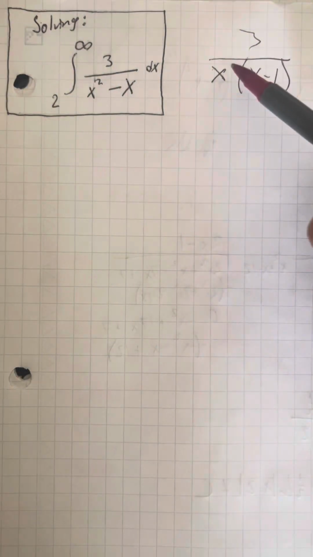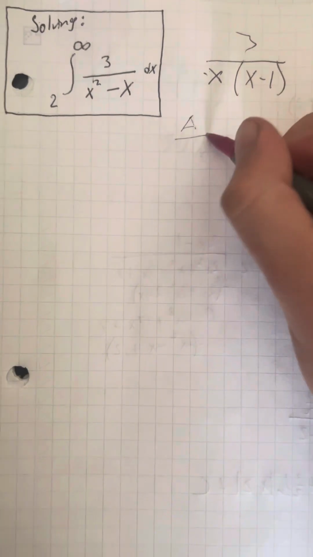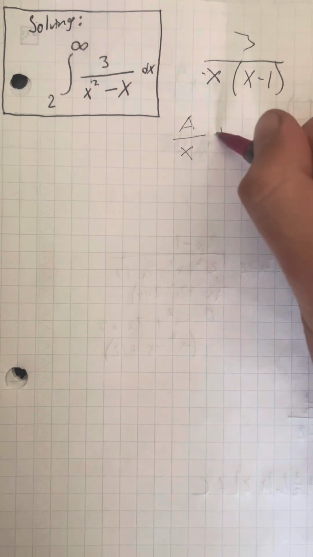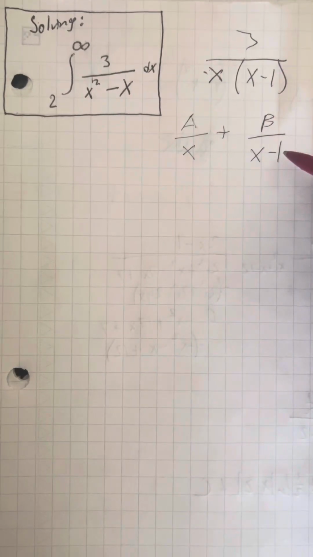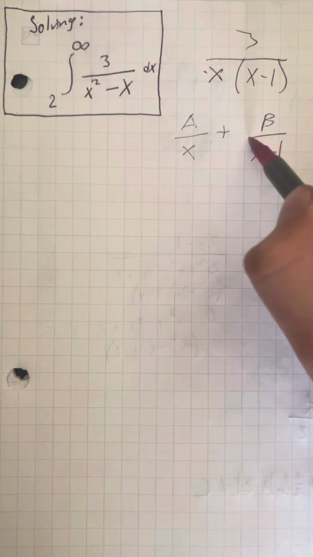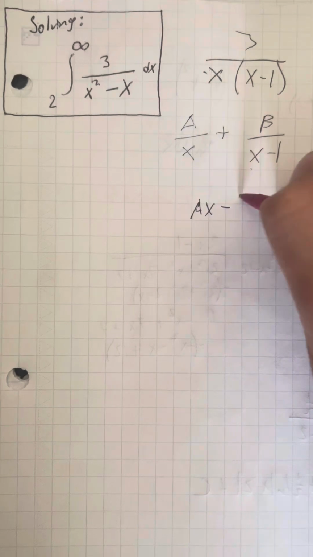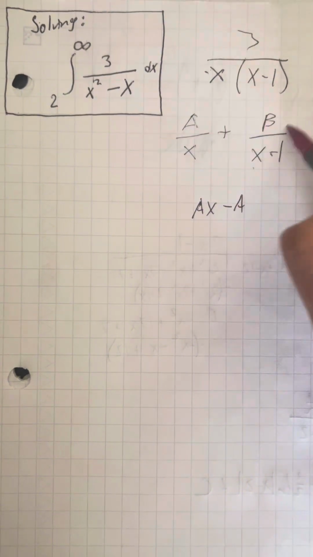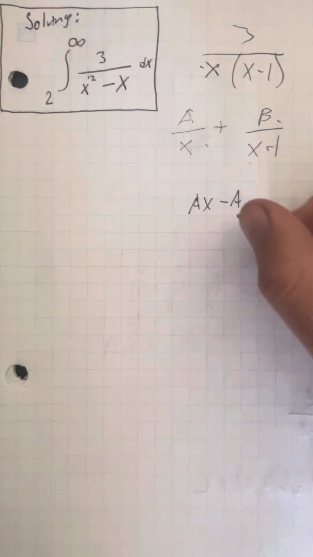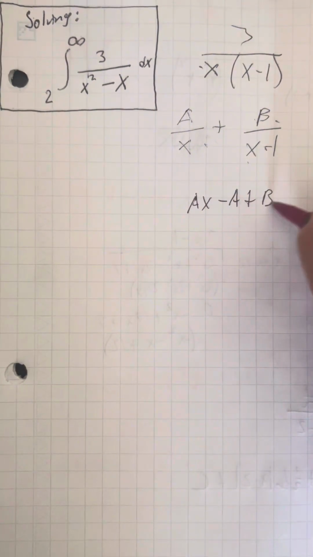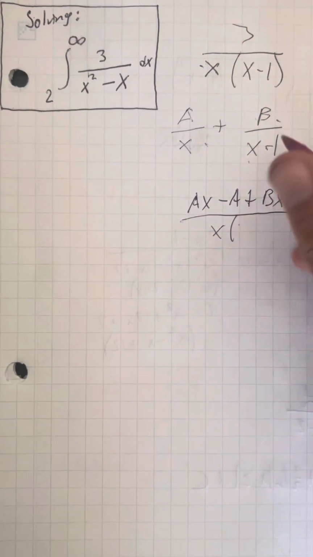Now for partial fractions, first we want to create what our goal is. So our goal is going to be a over x plus b over x minus 1. Now, we can use this to work backwards. So a times x minus 1, which is ax minus a, we're just doing cross multiplication to get the same denominator, plus bx, all over this thing.